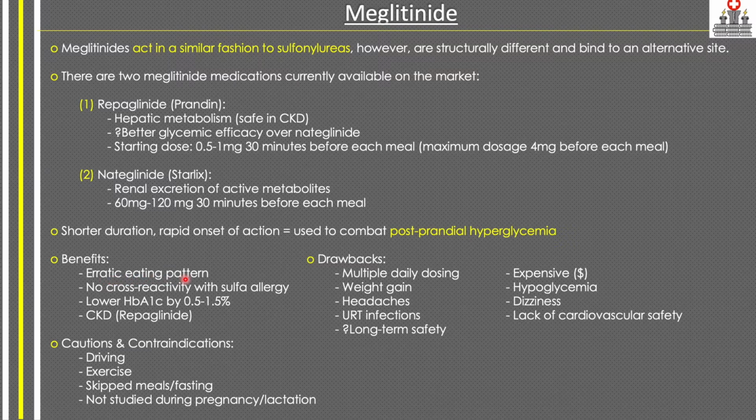As we've said, erratic eating pattern. It can lower the A1C by about 0.5 to 1.5%. What's also important here is that there's no cross-reactivity with sulfa allergy, whereas on the sulfonylurea slide, we discussed that there may or may not be. The data is starting to show perhaps we were too cautious at first. There's no risk of cross-contamination. So if someone has a sulfa allergy and refuses to take a sulfonylurea, they can safely take a meglitinide.